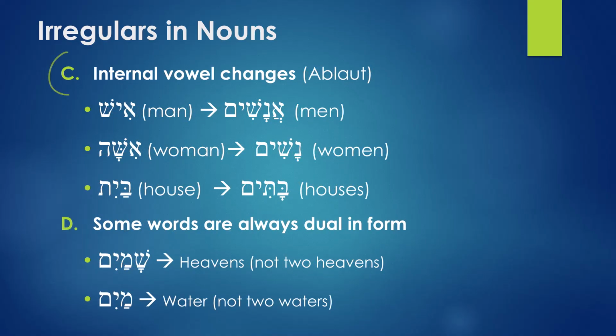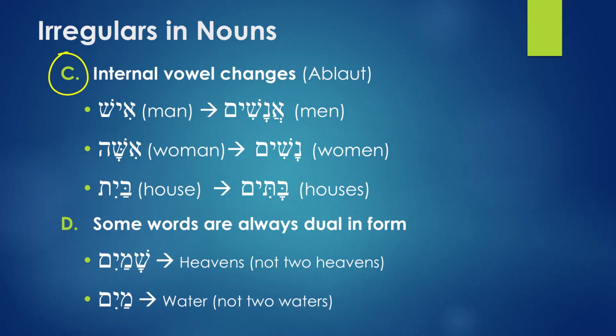Let's move on. Case number 3. Case number 3 are nouns that go through internal vowel changes, and this is called ablot. Some words in Hebrew change their internal vowels. Instead of only adding the ending for the plural, they're going to change their internal vowels. Think of it like the English word man. Instead of adding s to become mans, it becomes men. Man goes to men. This is how some Hebrew words also behave. They have internal vowel changes.